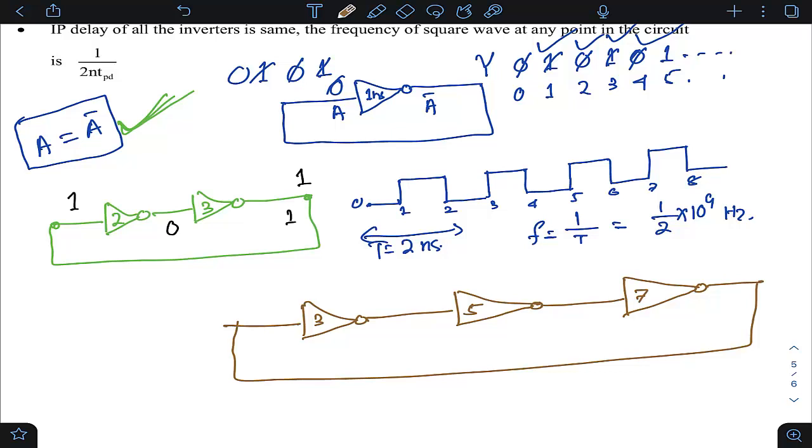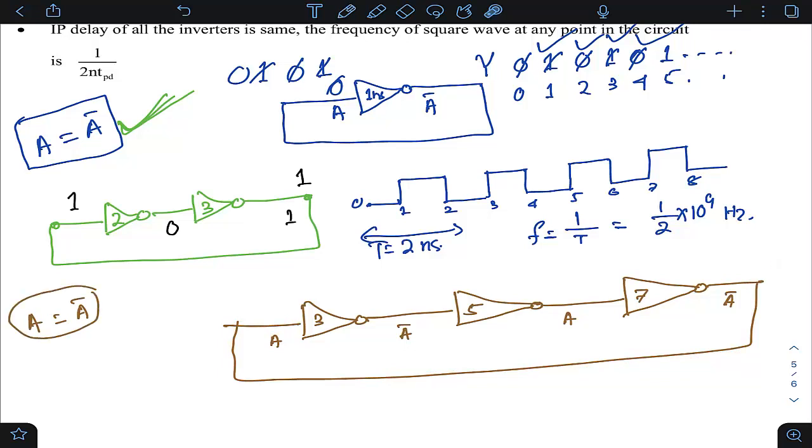So if you assume that this is your A, then this is your A bar, then this is your A, and this is your A bar. Now this point is A bar and this point is A. Now you are connecting the point A bar to A. So forcefully you want to say that A equals A bar. So naturally in this case, you are going to get the fluctuation of 0 1 0 1.